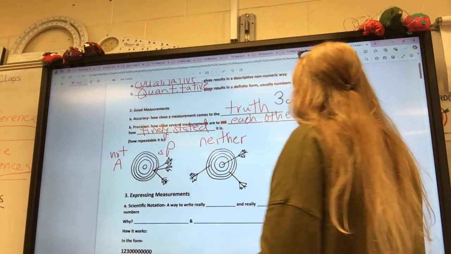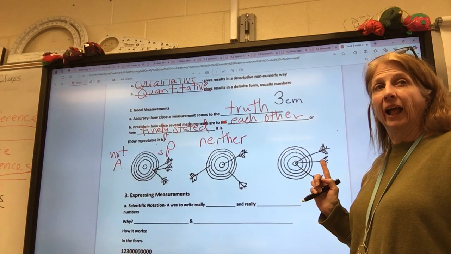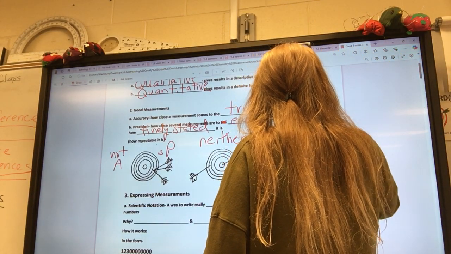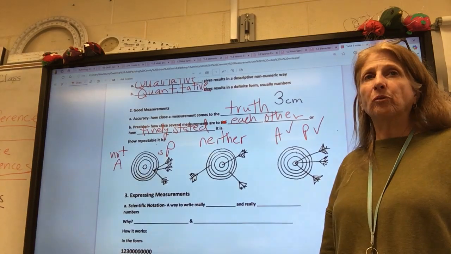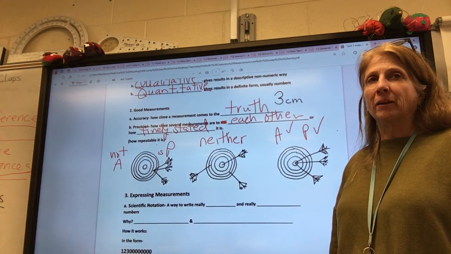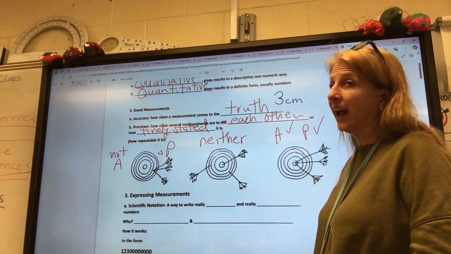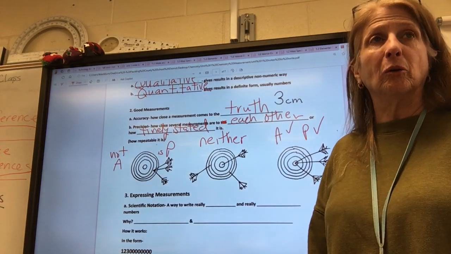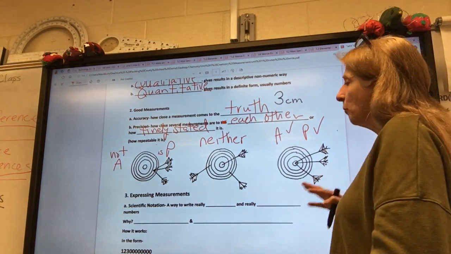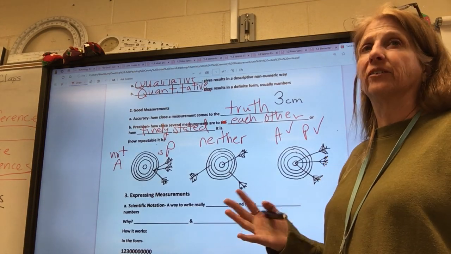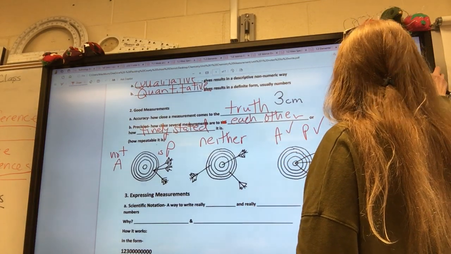Now, how about this one? Accurate and precise. And that's what we want in science. So we try to make careful measurements to be accurate. We want repeatable measurements to be precise. We want to use the best equipment we can to get the most decimal places. So that would be precise.